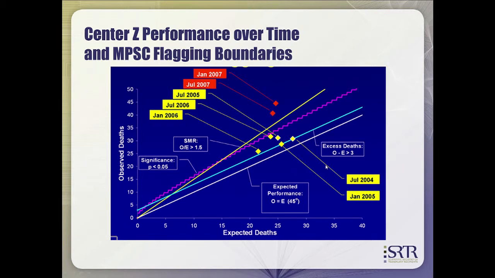So if you were to use the retrospectoscope and go back, you would have probably predicted that at some point this center was going to get flagged, because there were outcomes that were consistently meeting one of the criteria, but not necessarily all of them.